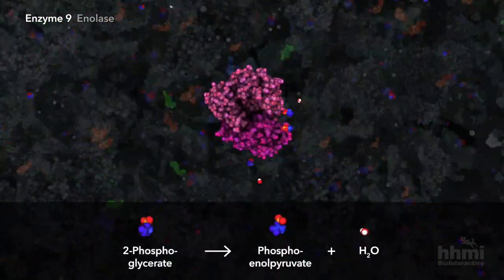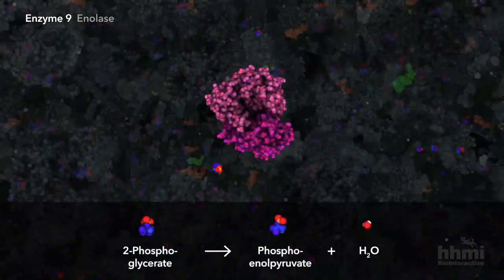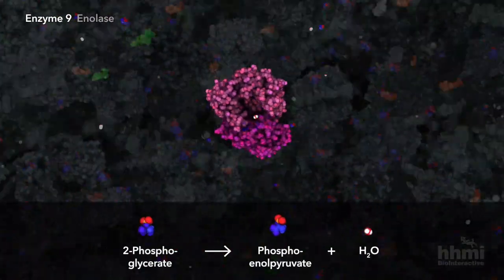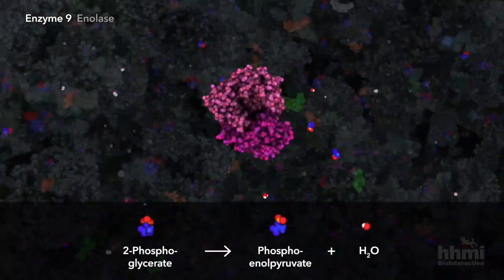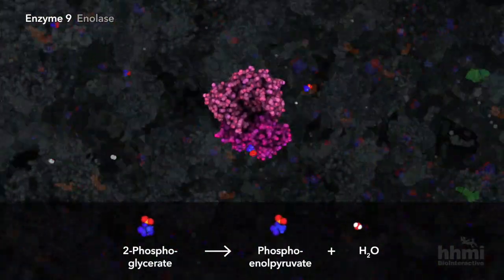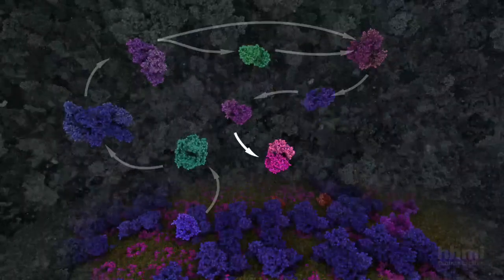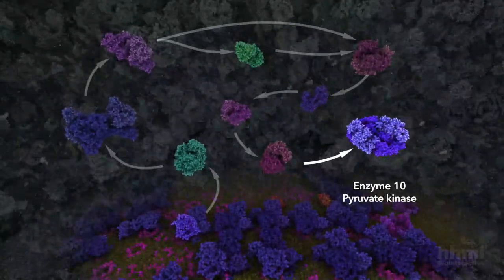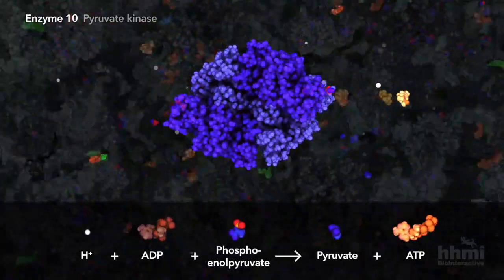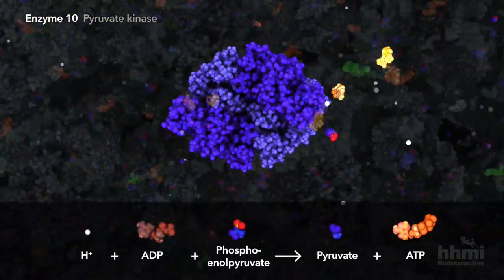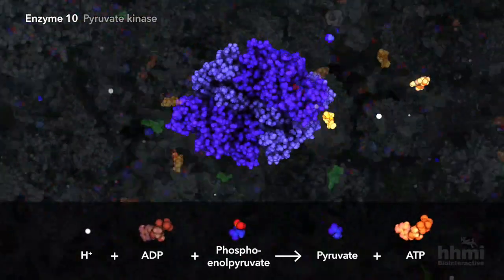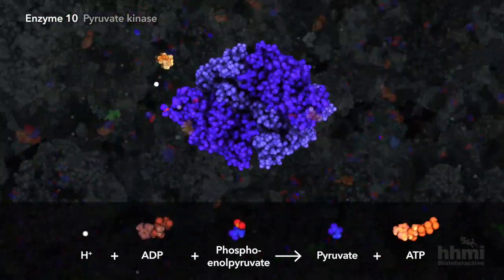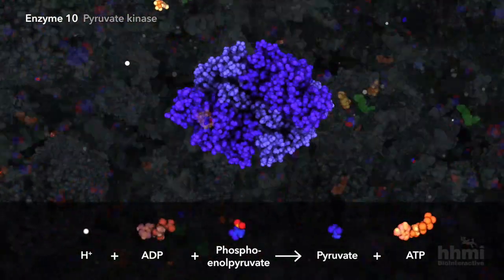The ninth enzyme catalyzes dehydration, increasing the potential energy in preparation for the final glycolysis reaction. The 10th enzyme transfers the remaining phosphate group to ADP, producing ATP and the 3-carbon sugar, pyruvate.